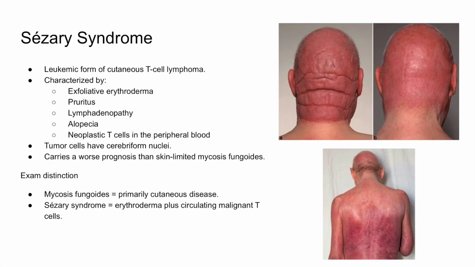All right, so Sézary syndrome is the leukemic form of cutaneous T-cell lymphoma. The classic triad is generalized erythroderma, lymphadenopathy, and malignant Sézary cells circulating in peripheral blood. So patients commonly have intense pruritus, scaling, alopecia, and diffuse redness involving most of the body. The malignant T cells have the same cerebriform nuclei seen in mycosis fungoides, but the central distinction is that mycosis fungoides usually begins as skin-predominant patch, plaque, or tumor disease, whereas Sézary syndrome requires significant blood involvement with widespread erythroderma and generally carries a worse prognosis.